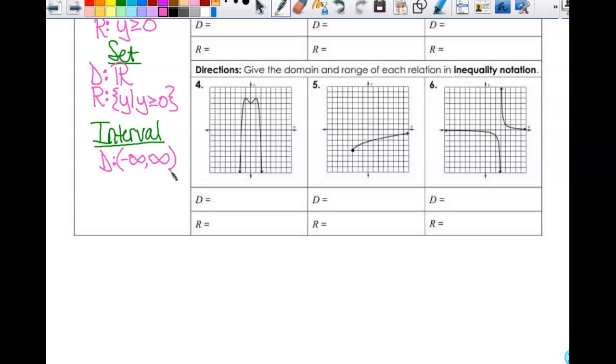Okay, my range, going from bottom to top, since y has to be greater than or equal to 0, the first y value I come to is a 0. Then I'm going to go all the way to infinity. I never include my infinities, so that's a parenthesis. And then, do I include the 0? Yes. And so then that's a bracket.